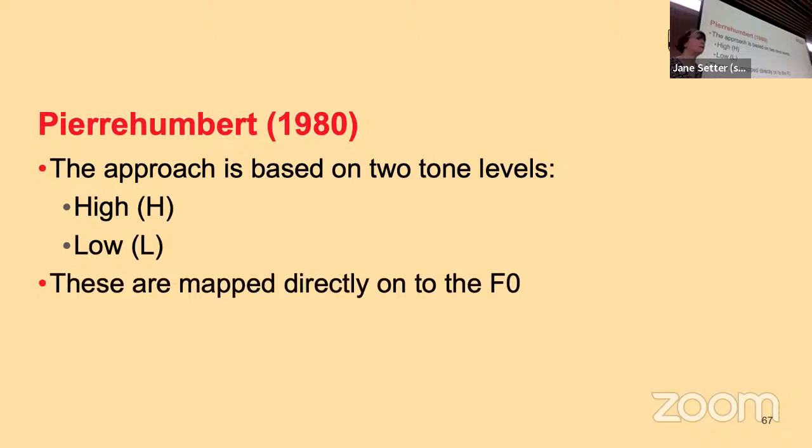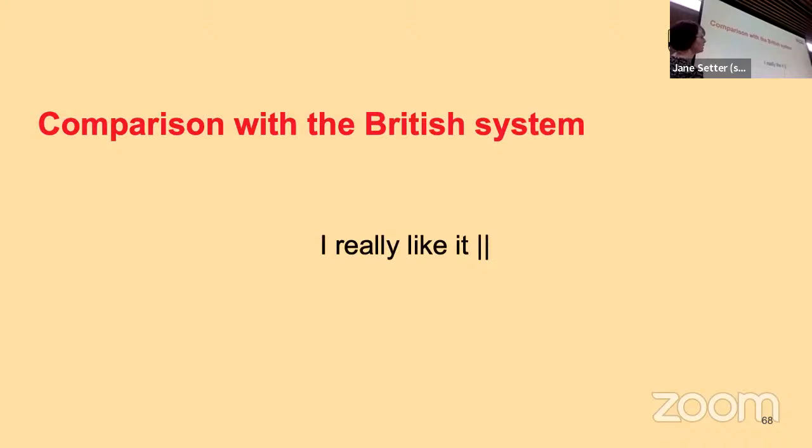So if we had a sentence like this one, that thing at the end indicates an intonational phrase boundary using the British system, the O'Connor and Arnold system. And if I was to transcribe it using the British system, this would be: I really like it. We've got a falling tone on our nuclear syllable there.